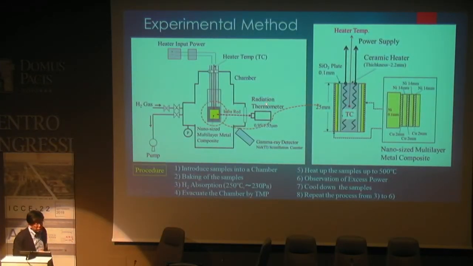This figure shows the experimental method of the present method. We use nano-sized multilayer metal composite like this. Usually, mainly, we use a nickel bulk, 25 millimeters by 25 millimeters and 0.1 millimeter thick. And on the bulk, we fabricate multilayer thin films, mainly using nickel and copper and other materials on it. And we prepare 2 sheets of this multilayer composite.